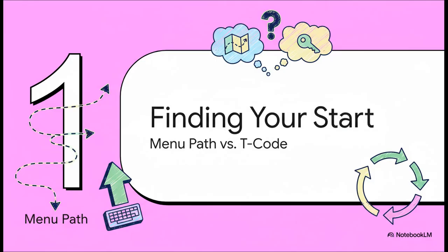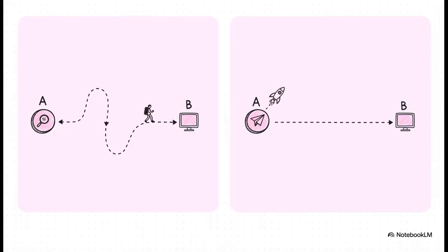Okay, so where do we even start? How do we find the right screen in SAP to make all this happen? Well, like a lot of things in SAP, you've got a couple ways to get there, and honestly, you'll want to know both. So here are your two options. On the left, you've got what we affectionately call the scenic route. You click through the SPRO menu, enterprise structure, definition, you know the drill.